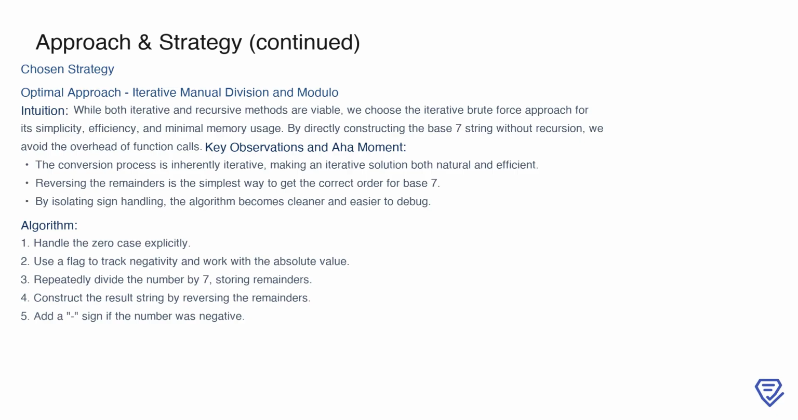Next, we use a flag to track whether the number is negative and operate on its absolute value. We then repeatedly divide the number by 7, storing the remainders. After collecting all the remainders, we reverse them and construct the result string. Finally, if the original number was negative, we prepend a dash to the result. This method keeps the implementation concise while maintaining both efficiency and robustness.